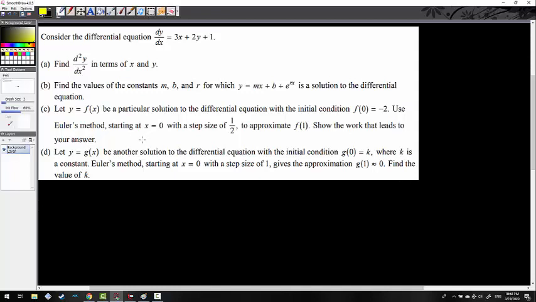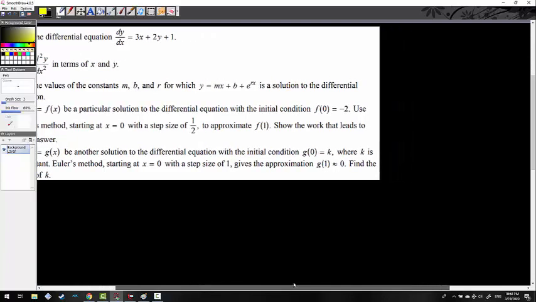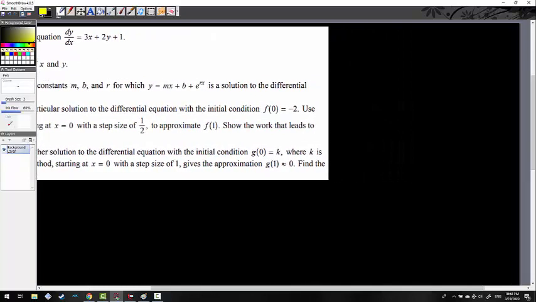All we have to do is figure out how to find the new y, and then I think we're going to be okay. First question's pretty easy. They're going to ask us to find d squared y over dx squared. I think I'm going to do that over on this side because it doesn't take much space. So with A, dy over dx is equal to 3x plus 2y plus 1.